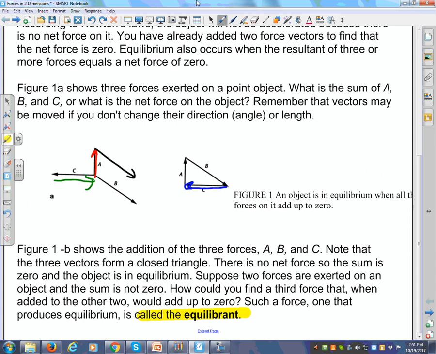Sounds like a movie. The equilibrant. Sounds like a Dan Brown novel. Equilibrium sounds like a month. Yeah. Let's make it. I'll be the main character.